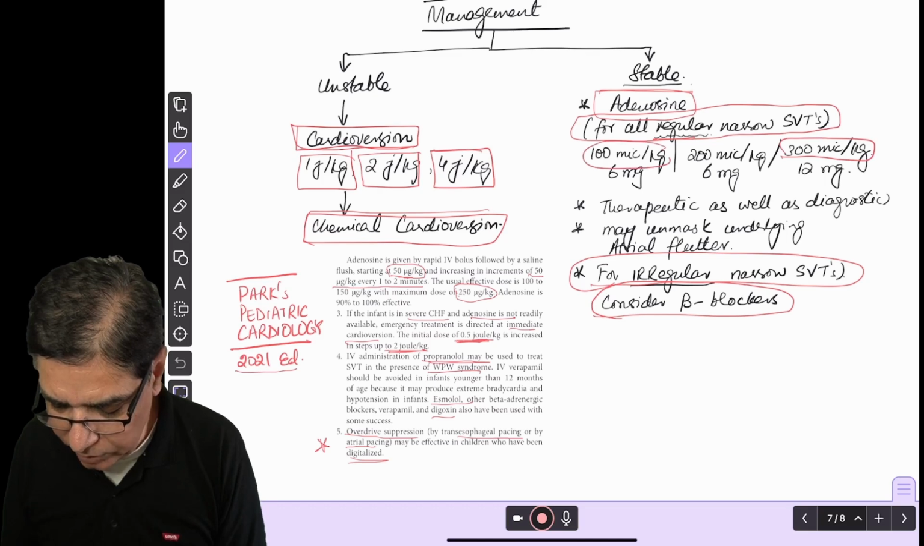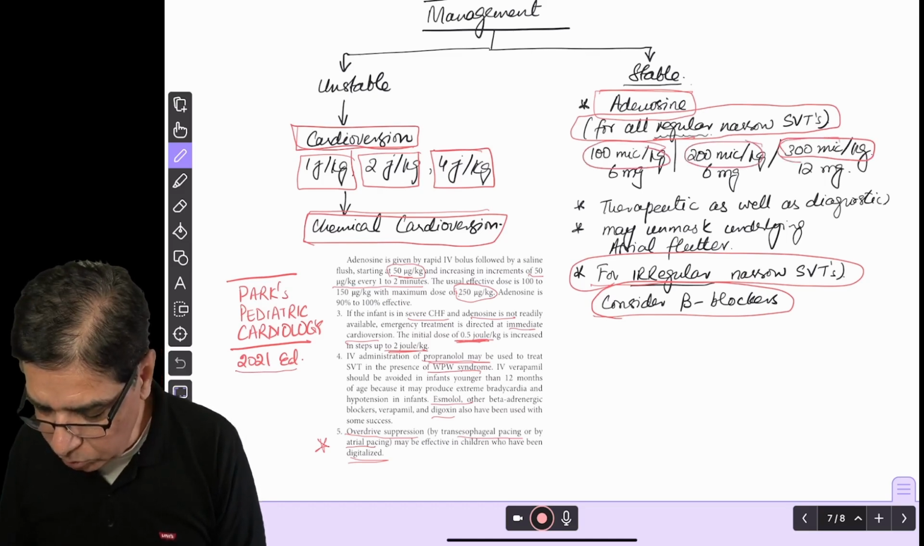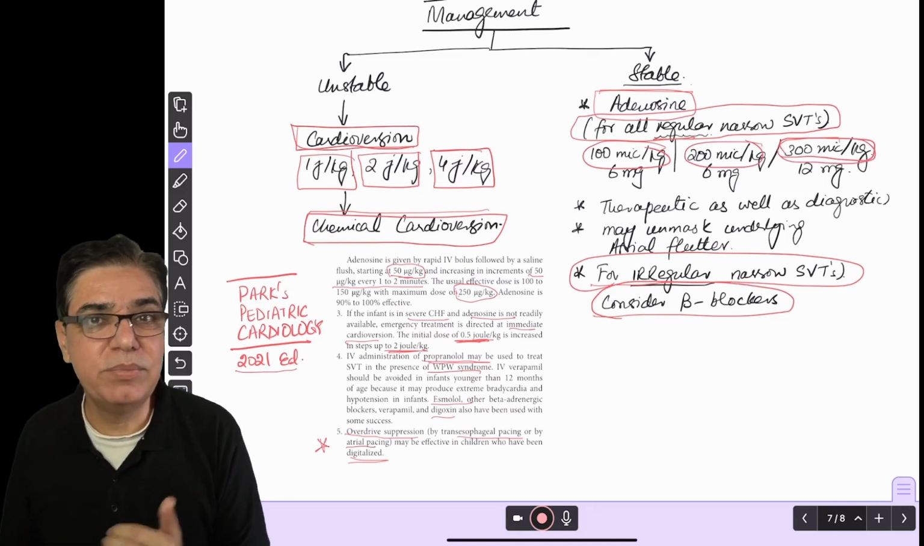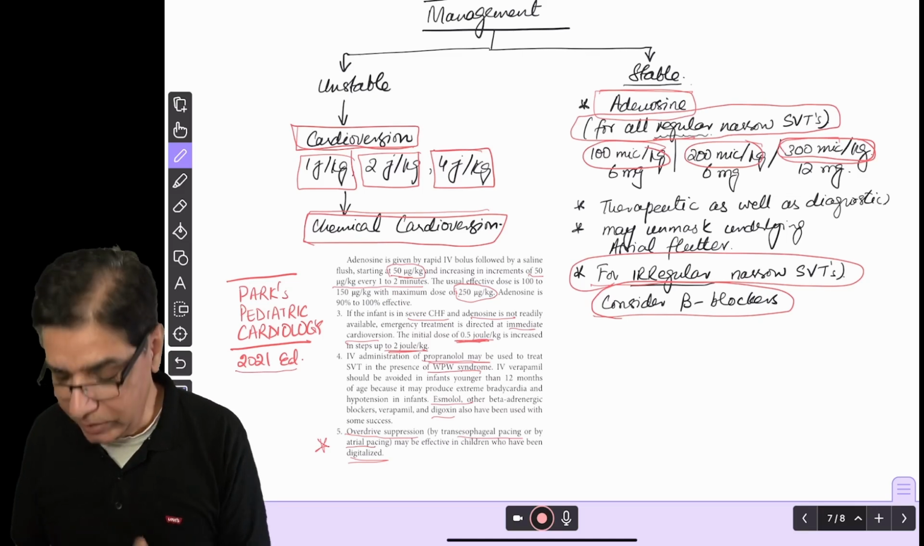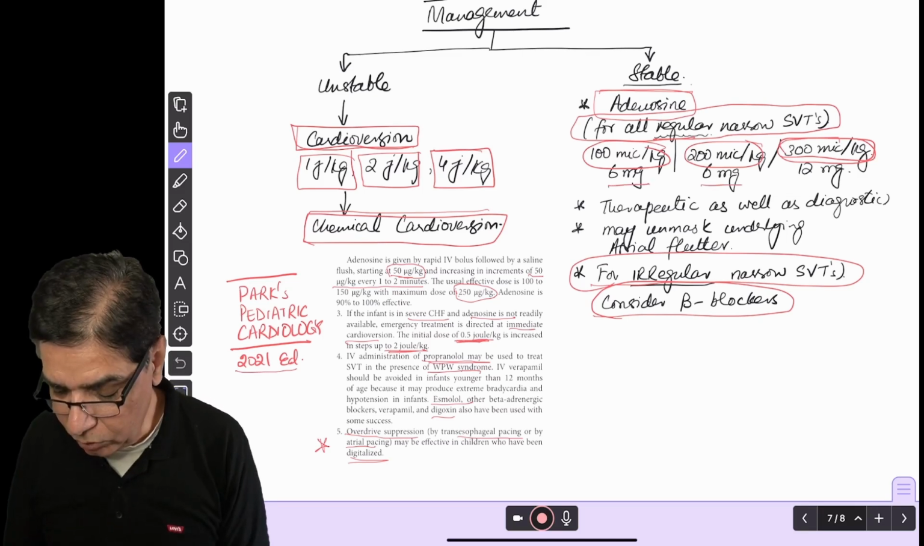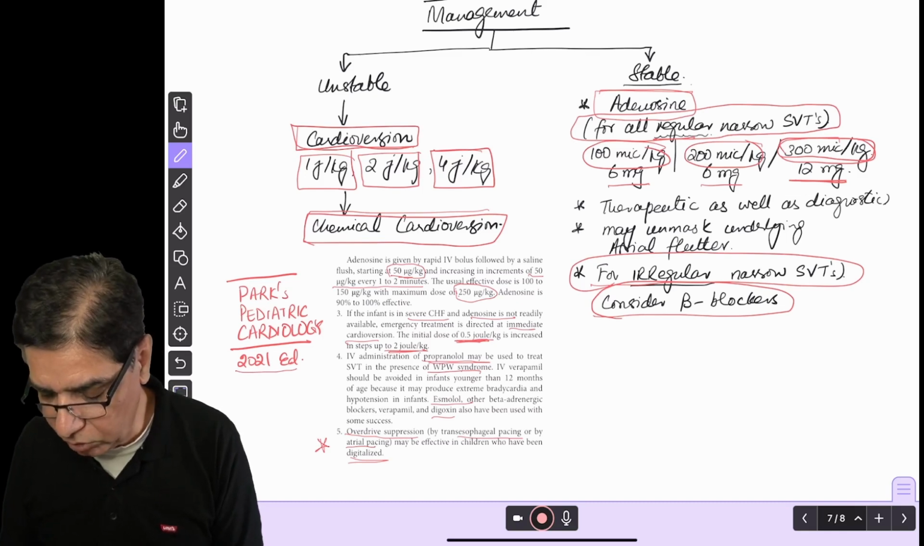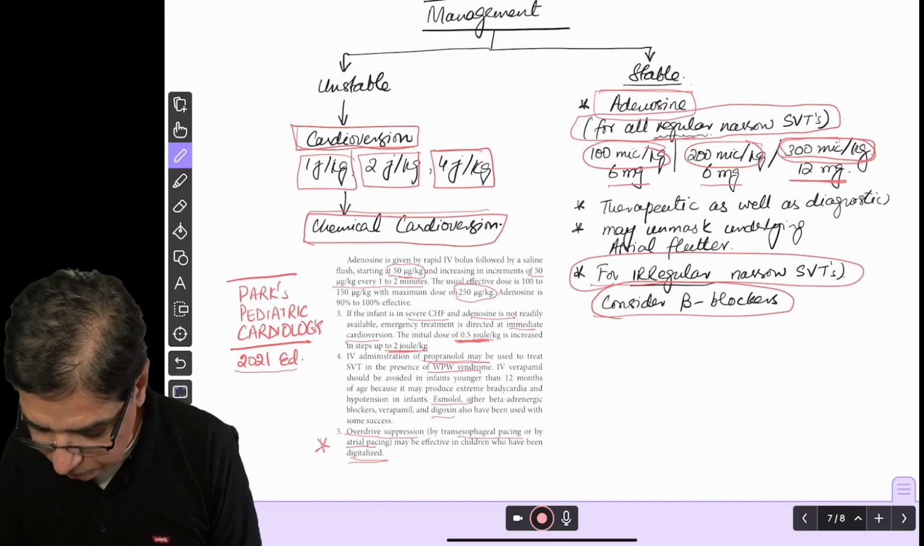So you start with 100, doesn't work, you move up to 200, still doesn't work, you move up to 300 microgram per kg. The upper limits are 6 milligrams for the first 2 doses and 12 milligrams for the third dose. You cannot go beyond that if the child is very heavy, because you will have to stop at 6 or 12 milligrams respectively.